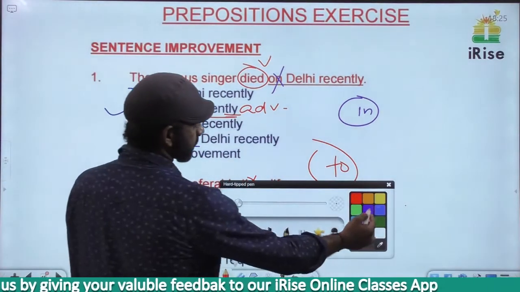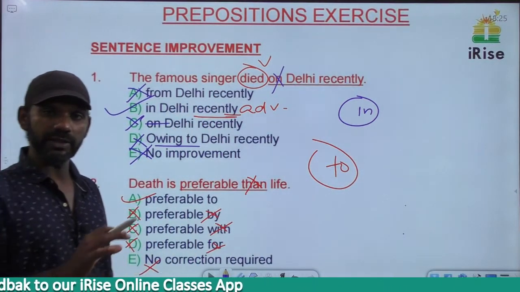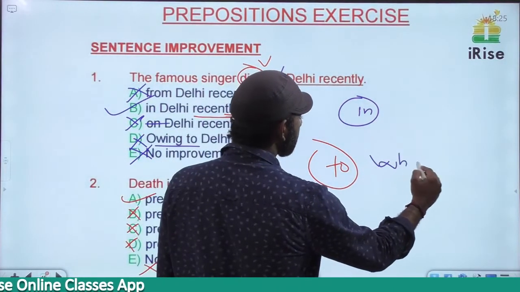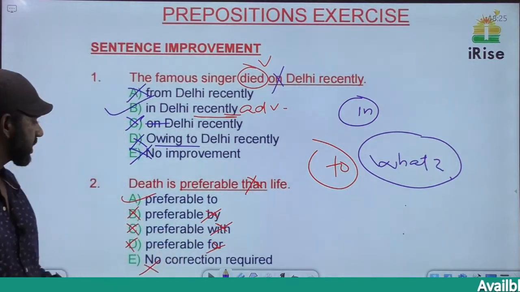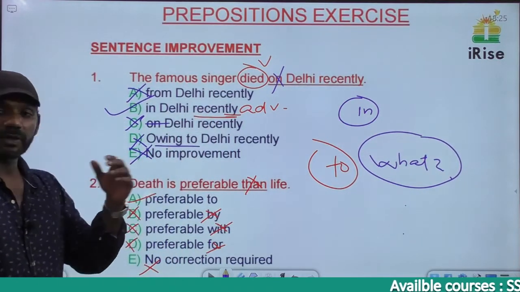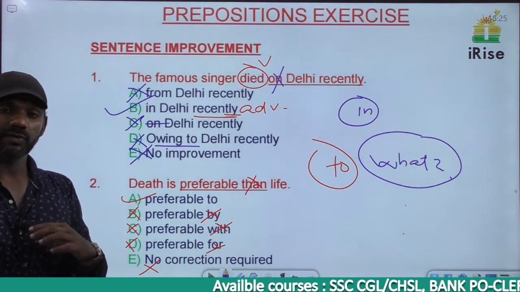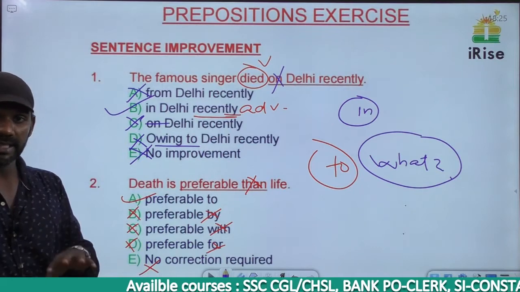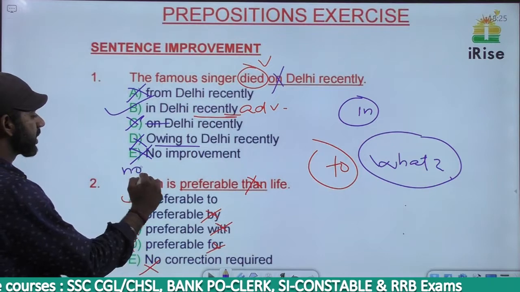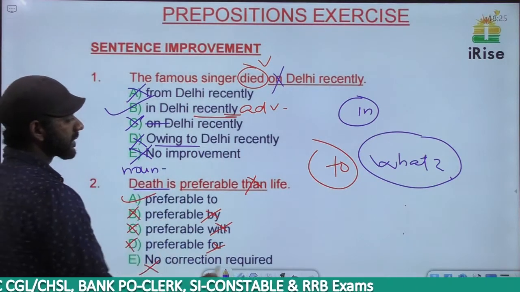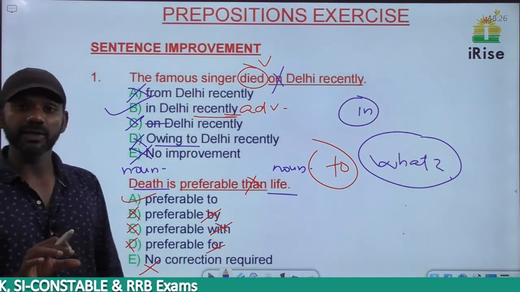Death is what part of speech? Now to find out the noun in a sentence, we need to ask only one question word, which is what. If you are getting the answer to the question what, that becomes the noun in the sentence. The sentence is, death is preferable to life. What is preferable to life? Death. So we are getting the answer to the question what as death. So death becomes a noun here. And if death is a noun, life must also be a noun. Life is a noun. Live is a verb.